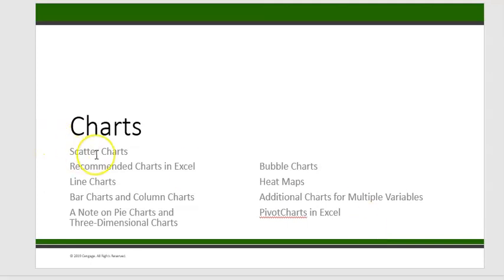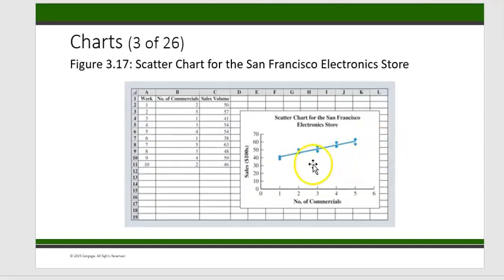The first one is the scatter chart, or sometimes we call it the scatter plot as well. It's extremely useful in trying to find out the relationship between two quantitative variables. So a typical scatter plot looks something like this. In this one, we also have a trend line which has been added to the scatter plot, but even without the trend line, the scatter plot is very useful in demonstrating the pattern of the data set, which shows that as the number of commercials increases, the sales value, which is variable number 2, also increases.